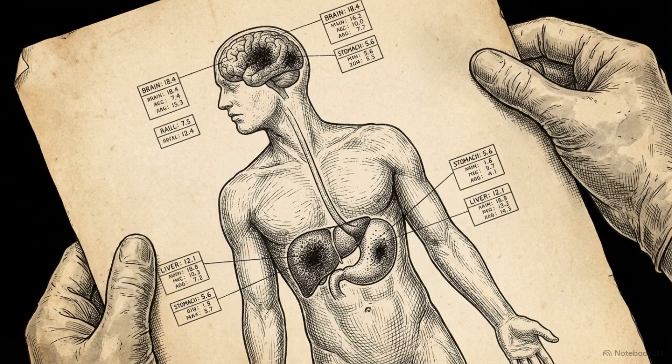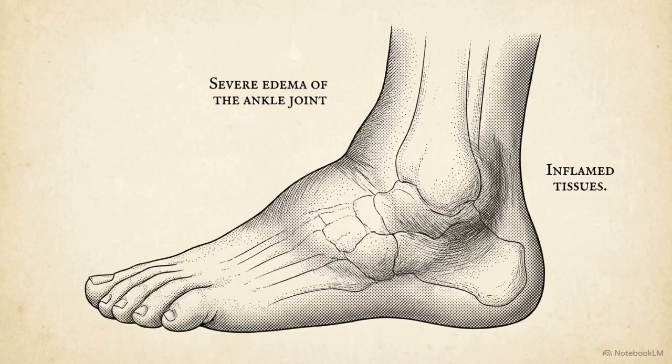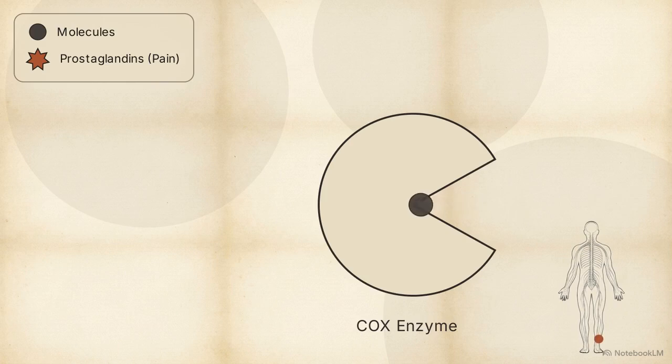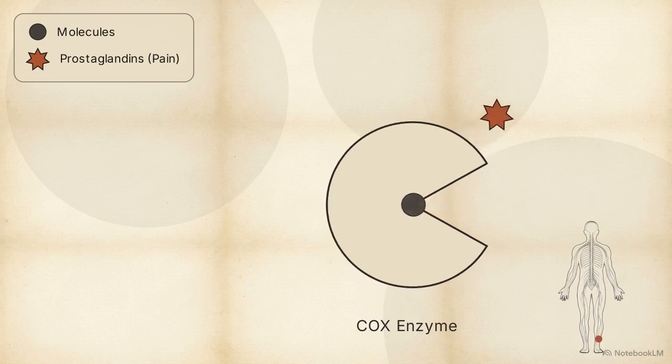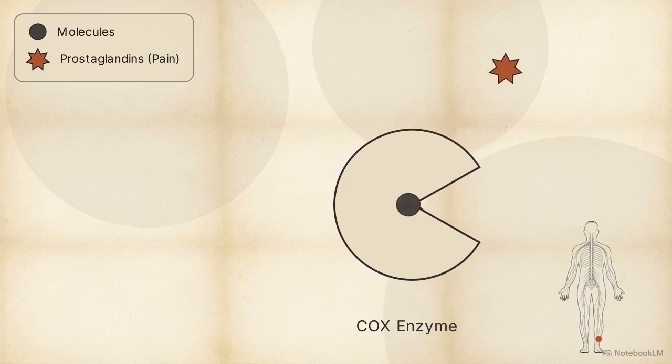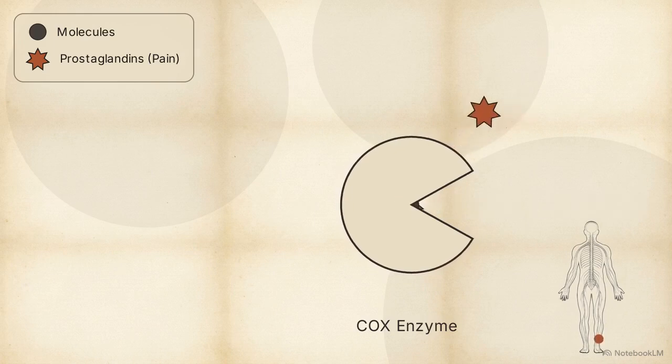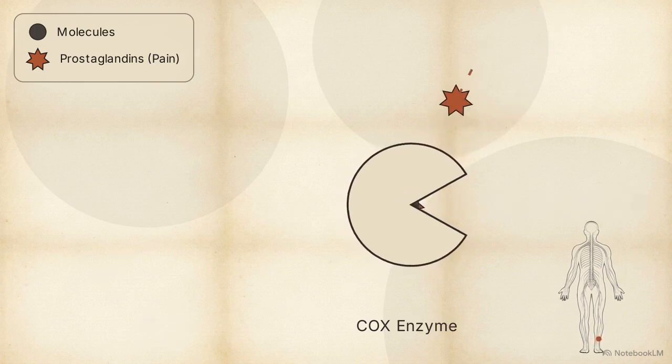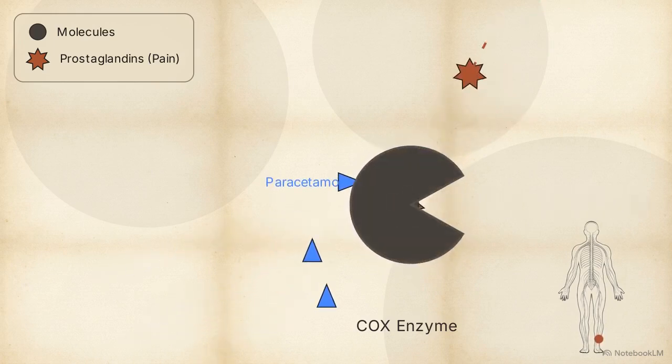Identifying a drug's specific location of intervention provides the data needed to determine its clinical use and its potential for off-target physiological risks. We begin at the site of a localized injury, focusing on the activity within peripheral tissue. At the site of damage, cyclooxygenase, or COX enzymes, process molecules into inflammatory prostaglandins. These prostaglandins are the chemicals that initiate the pain signal.